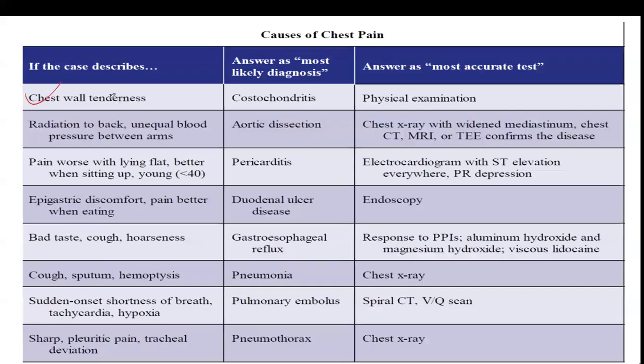So we are talking about if there is chest wall tenderness, we think costochondritis. We know about pericarditis now, we know about aortic dissection now, we know reflux now, we know about ulcer. Ulcer is usually epigastric pain related to eating. Can be worse with eating, can be better with eating, but the pain will be related to eating.